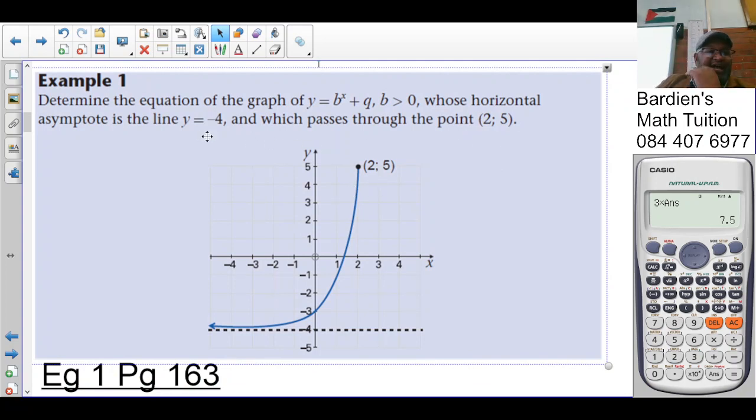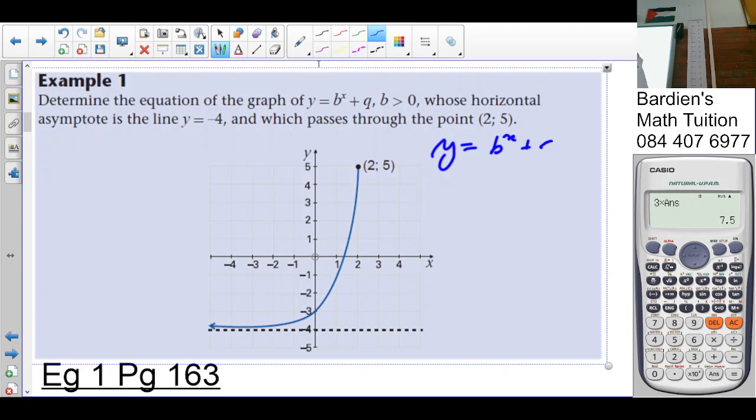The graph has horizontal asymptote y is equal to -4. So what value is the -4? The q value. So at this point my equation reads y equals b to the exponent x plus q. The q value is -4. So y equals b to the x, minus 4.